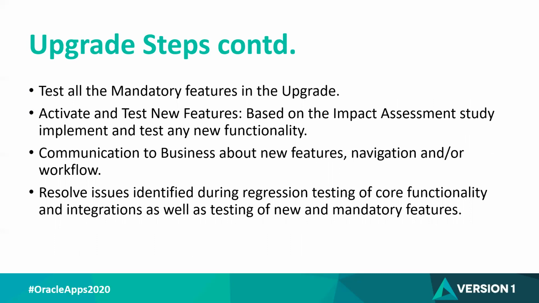Communication to the business about new features, navigation, or any workflow. If any non-mandatory features or mandatory features have been activated, they need to be communicated to the business. Resolve issues identified during regression testing of your core functionality and integration, as well as testing of any new and mandatory features. Continuous testing sometimes also results in some issues, which helps you to resolve them during your regression testing.